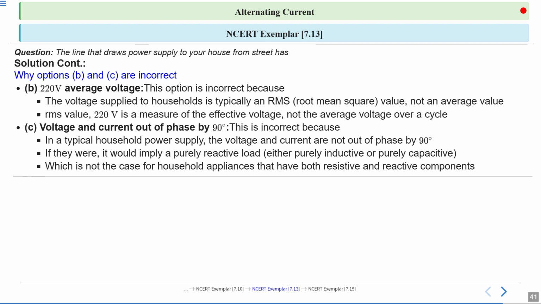It is less than pi by 2, which is the case for household appliances that have both resistive and reactive components. In our television, there are capacitors also, there are resistors also, and inductive components are also there. So it is not a purely inductive or capacitive circuit, due to which the phase difference is not purely 90 degree.